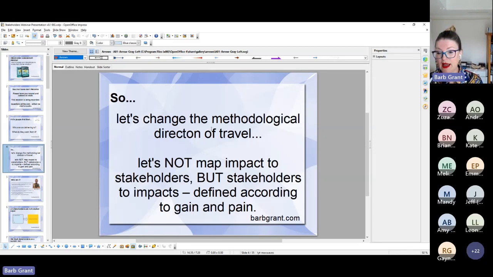If you've read the book, you'll see this thing coming through again and again. We're underpinning how we relate stakeholders to those impacts according to the gain and the pain: they will attempt to move towards the gain and attempt to move from the pain in terms of motivating their adoption.